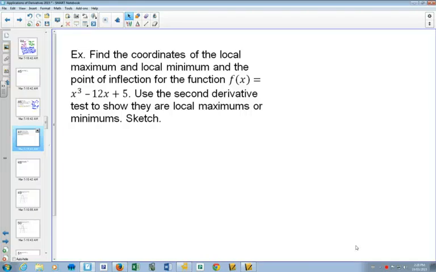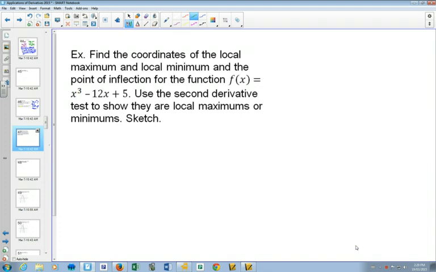Okay, so this is how we're going to solve this using the second derivative test. But when we go to sketch it, we'll do the first derivative test as well. It makes sense to do your first derivative test, and when you have the second derivative, also look for concavity so you can find all of our inflection points. So we're going to find the coordinates of the local maximum and the local minimum and the point of inflection for this function. And we're going to use the second derivative to show their local maximums or local minimums.